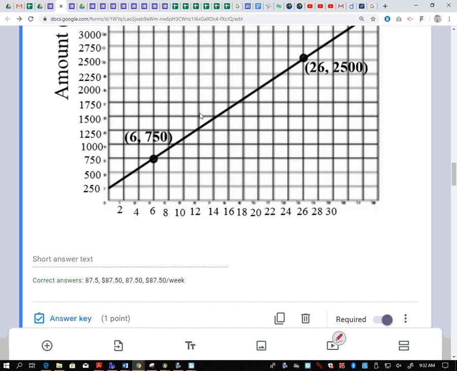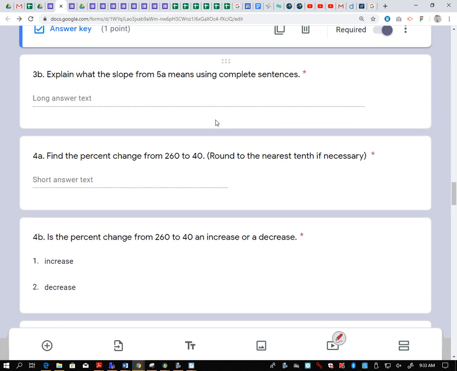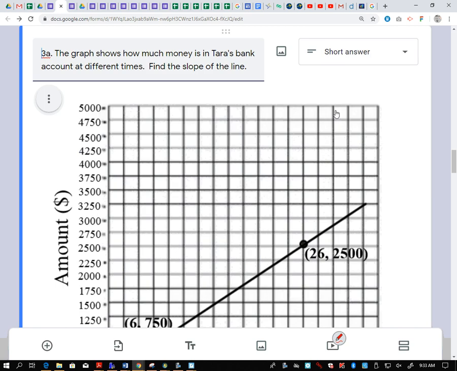So honestly though, if you had typed in the fraction, I would have given you credit for that, okay? Because all it asked for was the slope. It did not ask for the dollar amount. Do you understand? That's why I'm going to try to be reasonable with you and work with you on that. Does that make sense? Okay, but just so you see what kind of answer is being expected there. All right, so this is 3A.